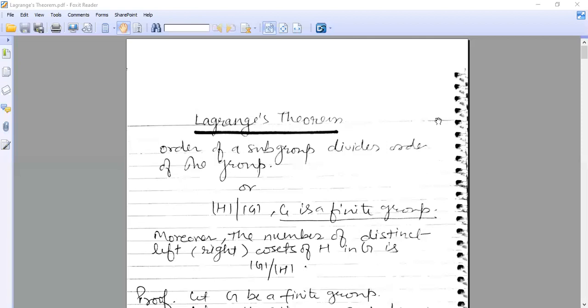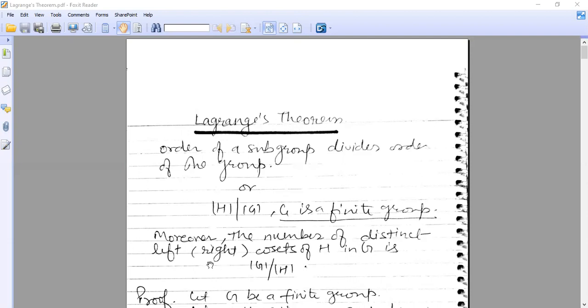When we are talking about the order, that means we are talking about finite groups. So you have a finite group G and its subgroup H, and the theorem says that the order of the subgroup divides the order of the group. In notation, I have written it like this: order of H divides order of G. Here G is a finite group.